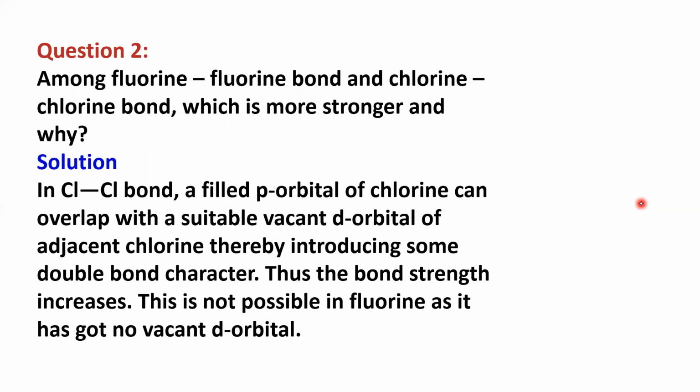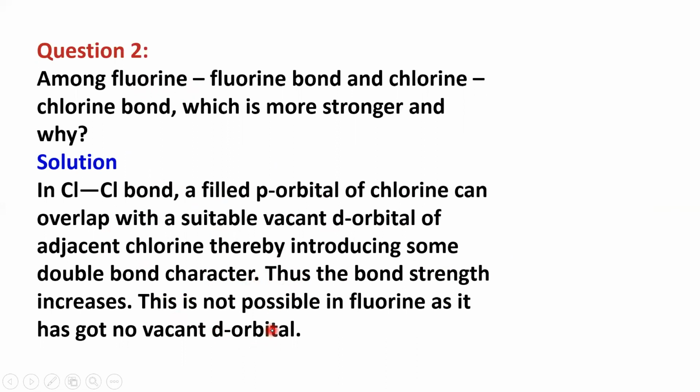Among the fluorine bond and the chlorine bond, so the F-F bond and the Cl-Cl bond, which is stronger and why? In the Cl-Cl bond, a filled p orbital of chlorine can overlap with a suitable vacant d orbital of the adjacent chlorine, thereby introducing some double bond character. As a double bond character is there, bond strength increases. This is not possible in fluorine as it has no vacant d orbital.